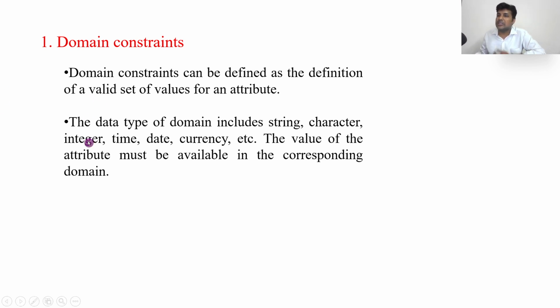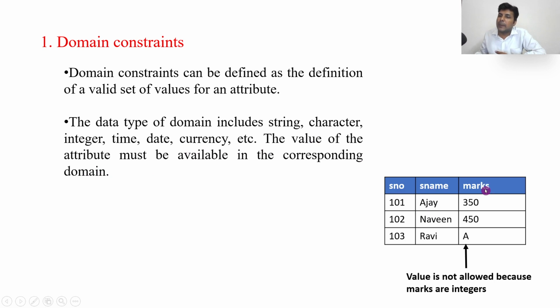The best example is data type. Data types of a domain include string, character, time, date, currency, etc. The values of the attributes must be available in the corresponding domain. For example, let me show you. I have given marks as an integer. Now somebody is trying to enter all characters, and it is not accepting.